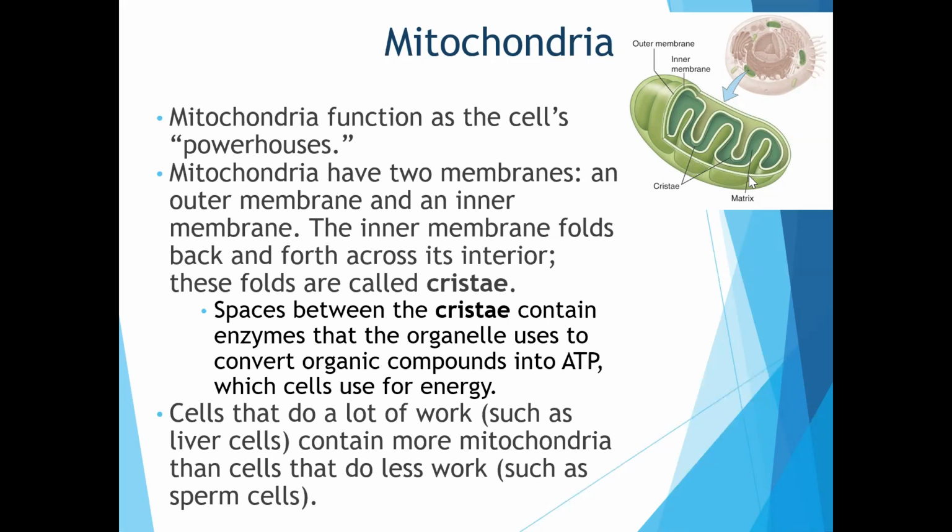So it makes sense that cells which have to do a lot of work, like a liver cell, are going to have more mitochondria than something that does much less work. So the more energy a cell needs, the more mitochondria are going to be found, because it can create more ATP for the cell to utilize.